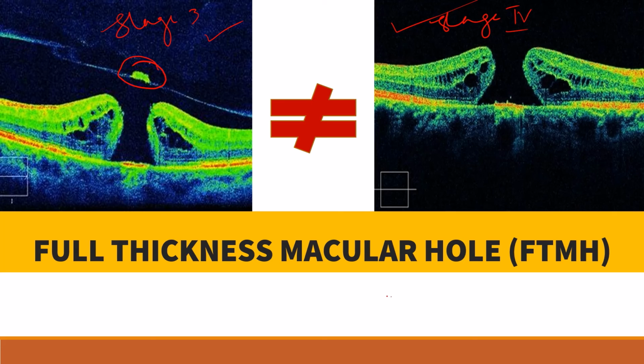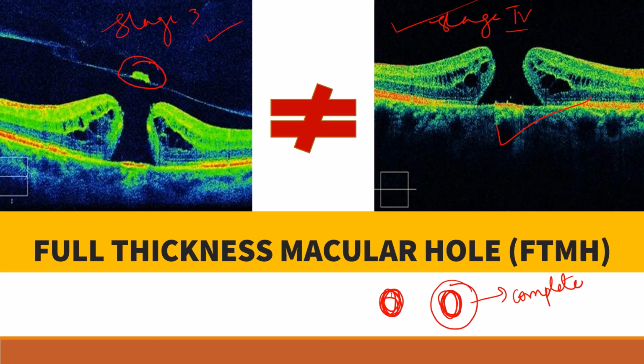If there's a Weiss ring present, which is nothing but where the posterior vitreous gets separated from the optic disc, you will see a circular shadow suspended in the vitreous cavity, which indicates that there is a complete PVD present, right? So whenever you see a Weiss ring and a picture like this, that means you're dealing with stage 4 full thickness macular hole.